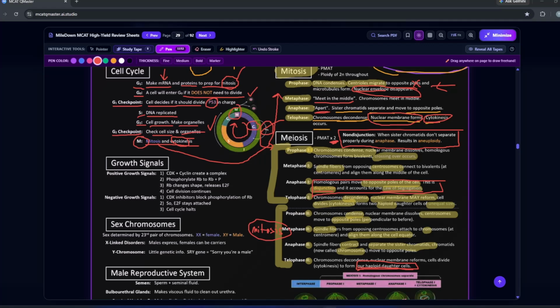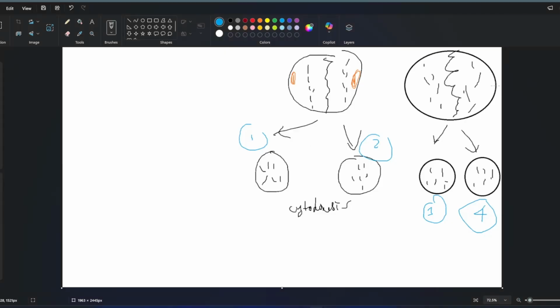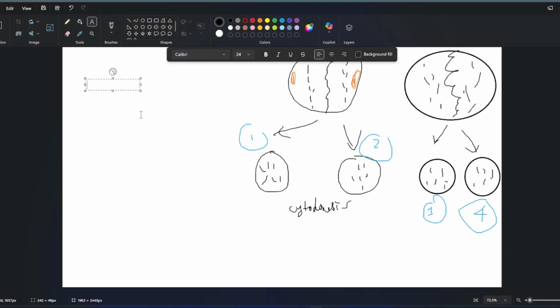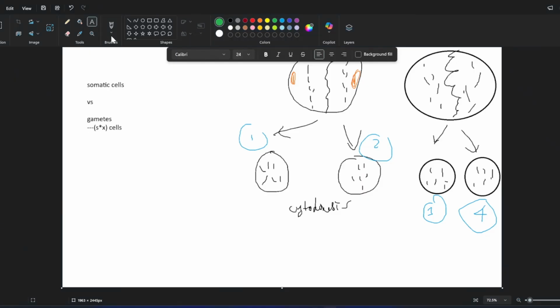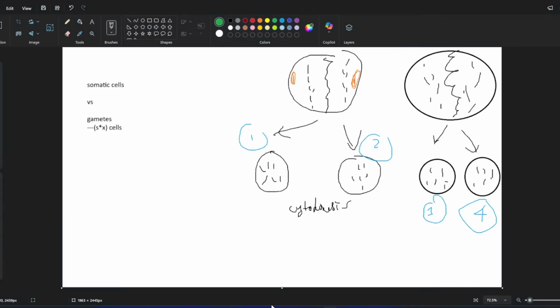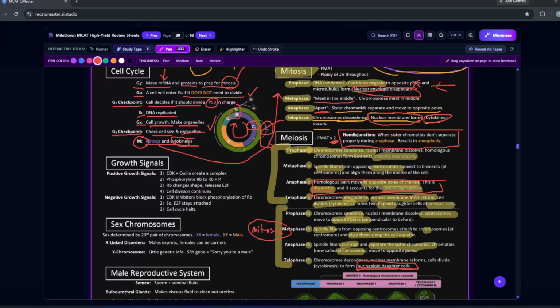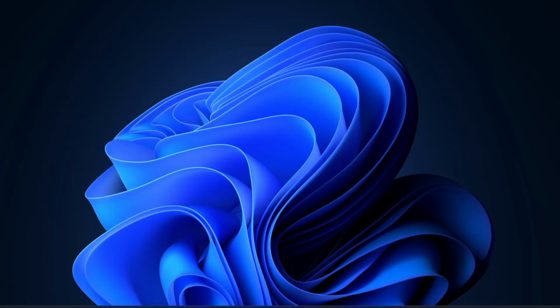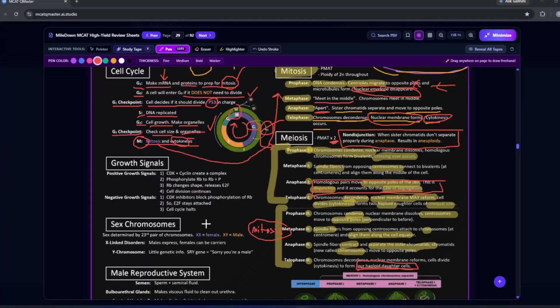So remember earlier how I mentioned somatic cells versus gametes, right? I mean the terminology they usually use. But basically, the law of segregation and separation of homologous chromosome pairs applies specifically to only meiosis.